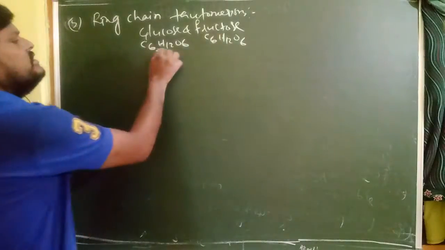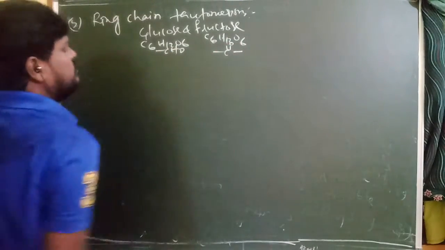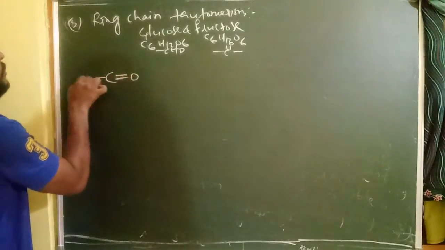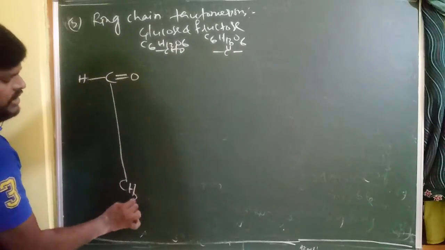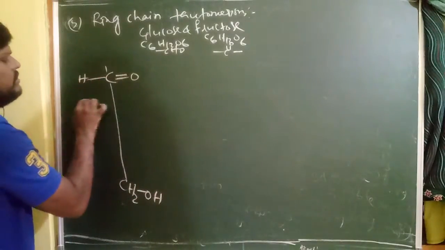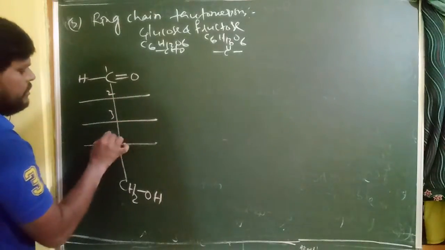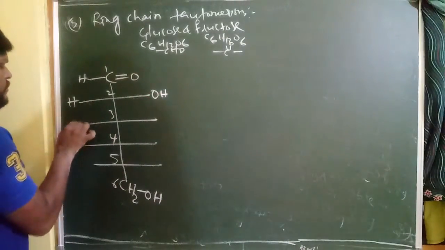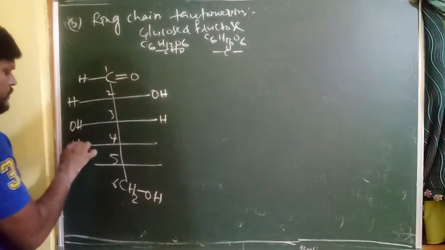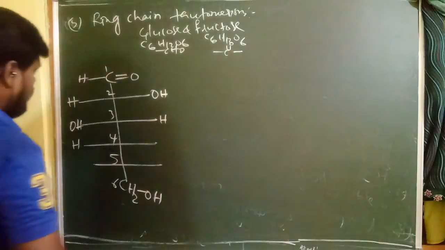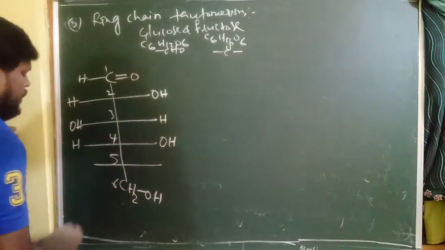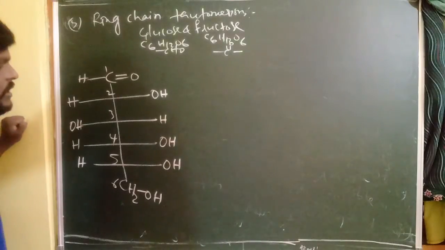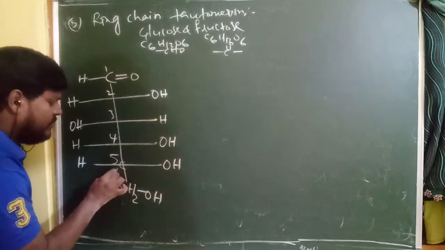But here aldehyde is the functional group, and in fructose ketone is the functional group. That is the only difference between these two, right? Structure of glucose: aldehyde, C double bond O, H, and CH2OH. First carbon, second carbon, third carbon, fourth carbon, fifth carbon and sixth carbon. H, OH, OH, H, H, OH, again H, OH. So here this is the alpha carbon.